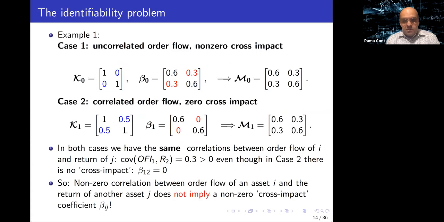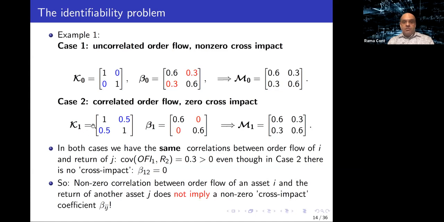Let me show you an example with numbers in case you don't like the letters. Well, here's an example where I have two stocks, and I look at two cases. In the first case, I have no correlation in the order flows, but there is cross impact. Every time I trade stock 1, I affect the price of stock 2, and there's a cross impact coefficient that is 0.3, smaller than the own impact coefficient. If you combine these in the model, it leads to a covariance matrix between the returns and order flows that is this one. It shows in particular that the return of stock 1 is correlated with the order flow of stock 2 at 30%, quite high.